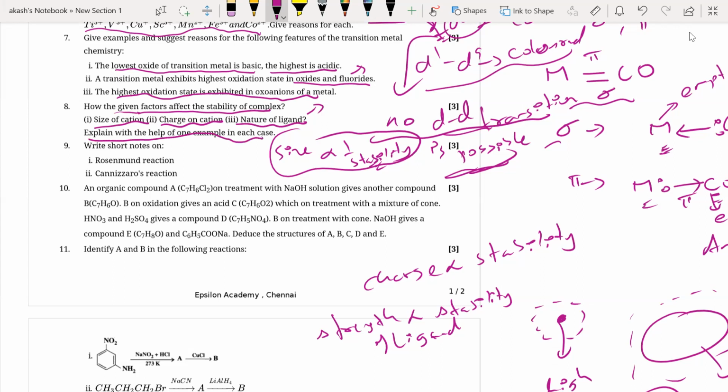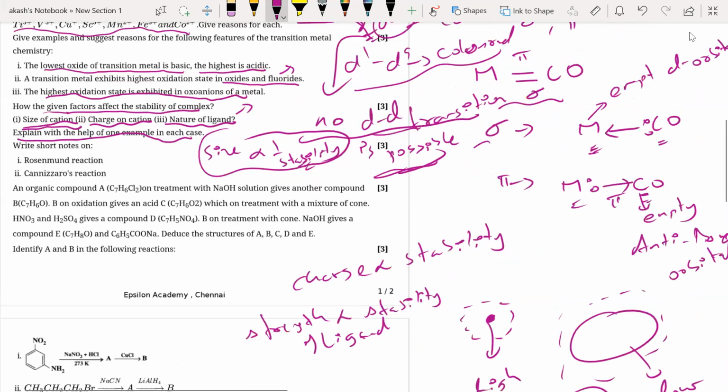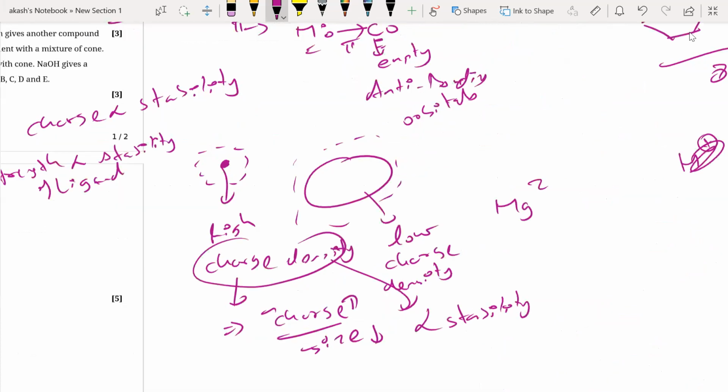You have to explain with the help of an example in each case. Say, if you want to measure size of cation, you take a magnesium complex. Say Mg2+, and you compare with Mn2+. So definitely this has smaller size, and therefore this will definitely be larger in size, so this will be more stable in making a coordination complex.